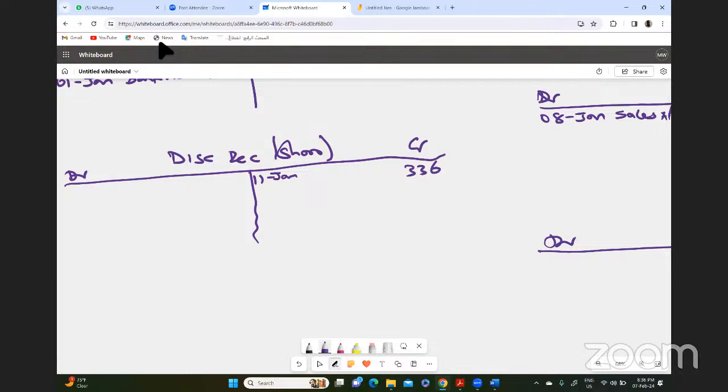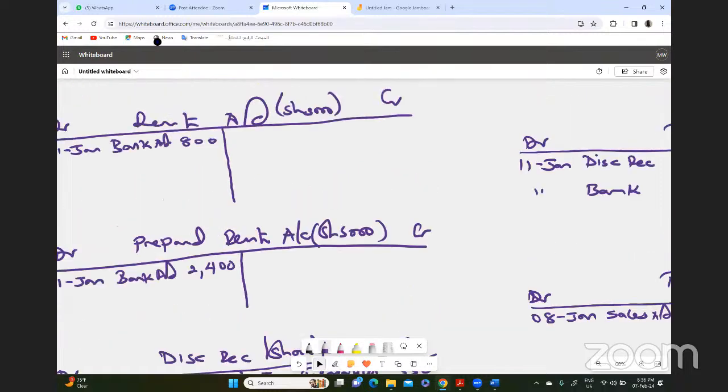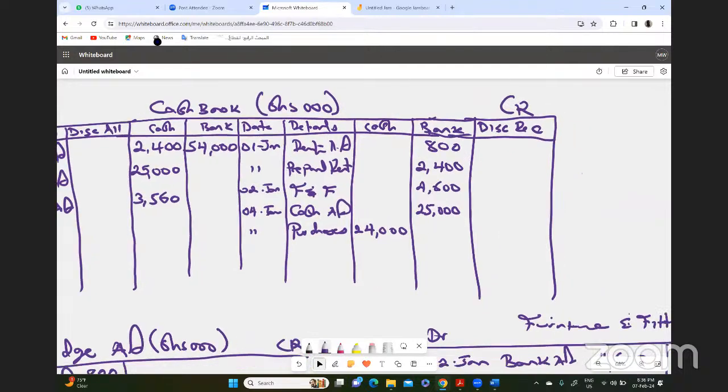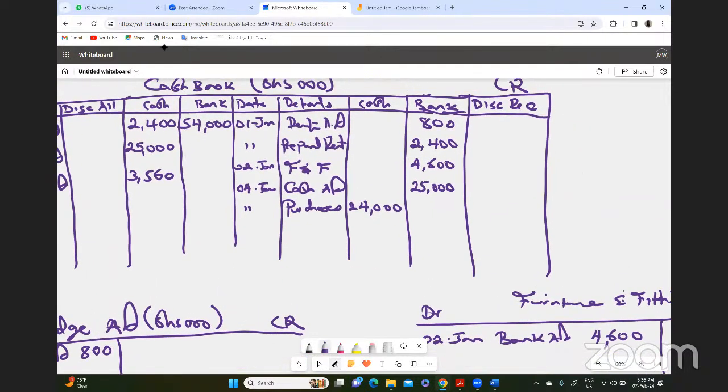January. Yeah? So I'm crediting it with trade payables, or someone can put Hajan Sons. Are we together? Yeah. Discount received. Then I also go to my cash book. My cash book, I have to credit it on 11th of Jan. Trade payables.